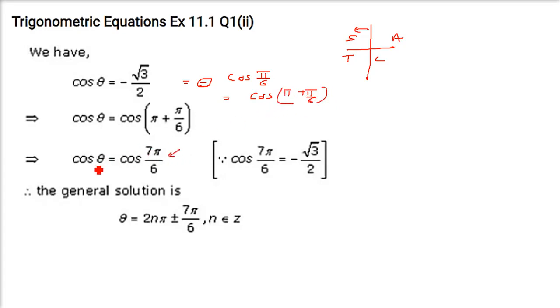Cos theta equal to cos alpha. The formula is theta is 2n pi plus minus 7 pi by 6. This is your alpha.